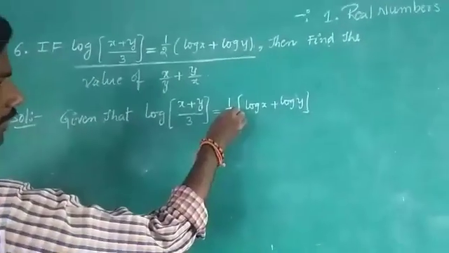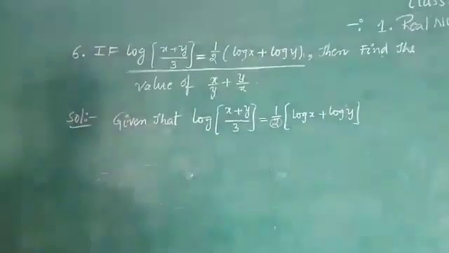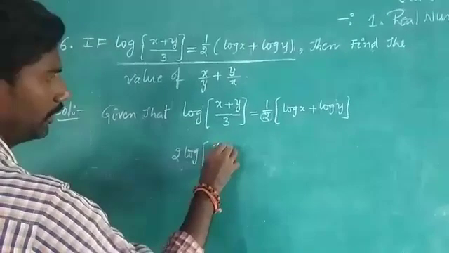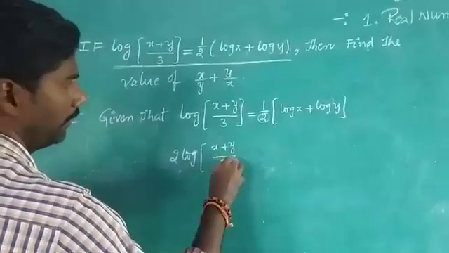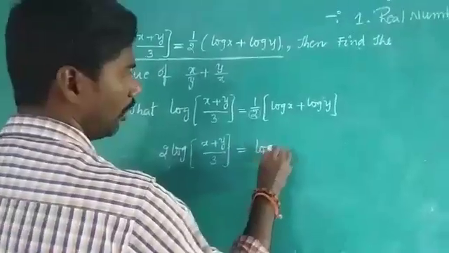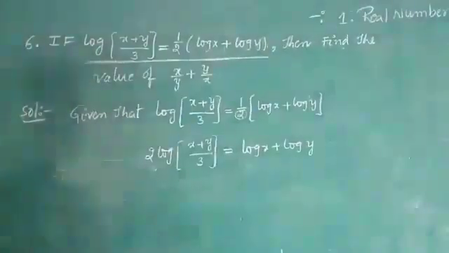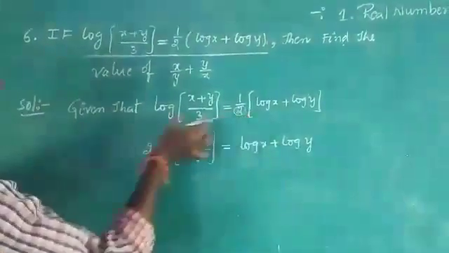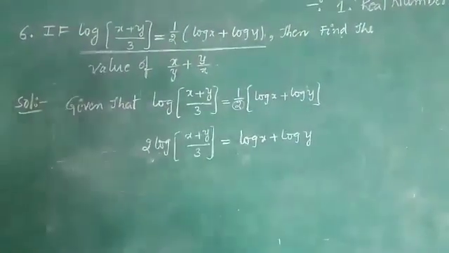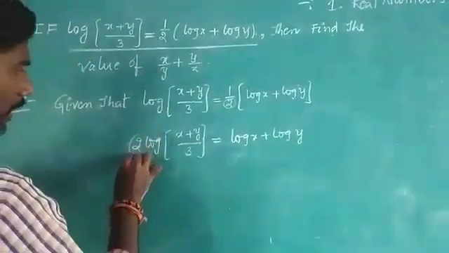How do you see this 1 by 2? This 1 by 2 is a division. You transpose it here. So, what will you get? 2 log of (x plus y) by 3 is equal to log x plus log y. See, this 2 was a division; if you transpose it, it will multiply.